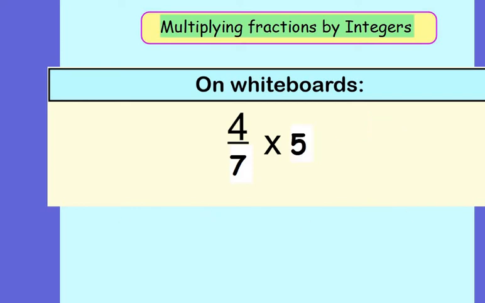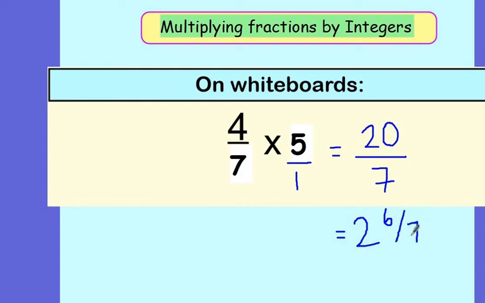How about now? Have a go at this one in your light blue books. Right, let's approach it in exactly the same way. I'm going to write 5 as 5/1. I'm then just going to multiply my numerators together. 4 times 5 gives me 20. 7 times 1 gives me 7. I can write this as a mixed number. I can say there are 2 lots of 7 in 20, and I've got 6/7 left over.